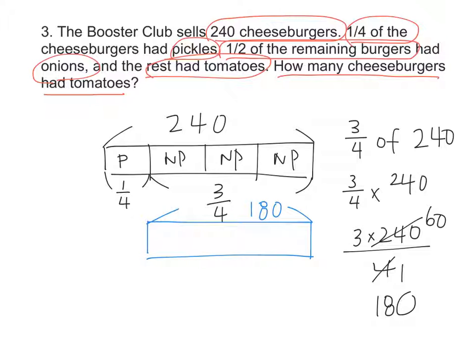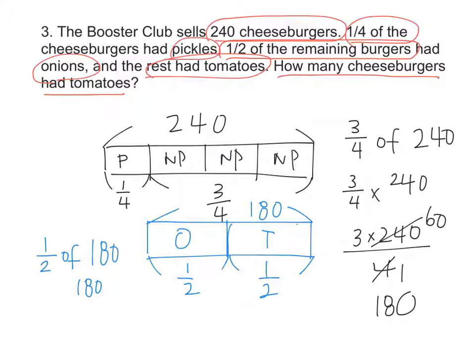So if half of them have onions, how many equal sections do I have to divide the second tape diagram into? 2. Very good. And this part is onions, which is 1/2. And this part is tomatoes. If half of them have onions and the rest have tomatoes, what fraction has tomatoes? 1/2. So if we're trying to figure out how many have tomatoes, we need to find 1/2 of what number? 180, which is the same as 180 over 2, which is 90.